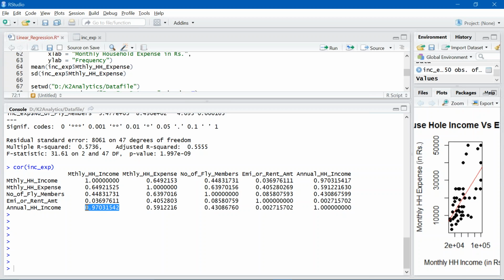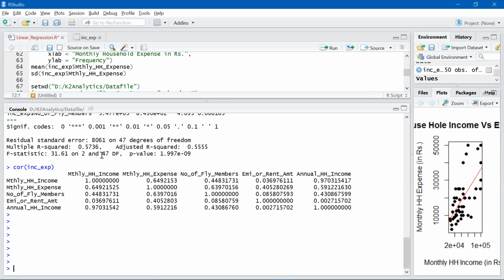Annual income and monthly income, 0.97. Makes sense? Near-perfect correlation, right? Annual income is typically 12 times monthly income plus bonus elements, so some amount of it cannot be 100% perfect. If annual income and monthly income were exactly a 12 multiple, it would have come as 1. This is the interpretation of correlation. Does it make sense?